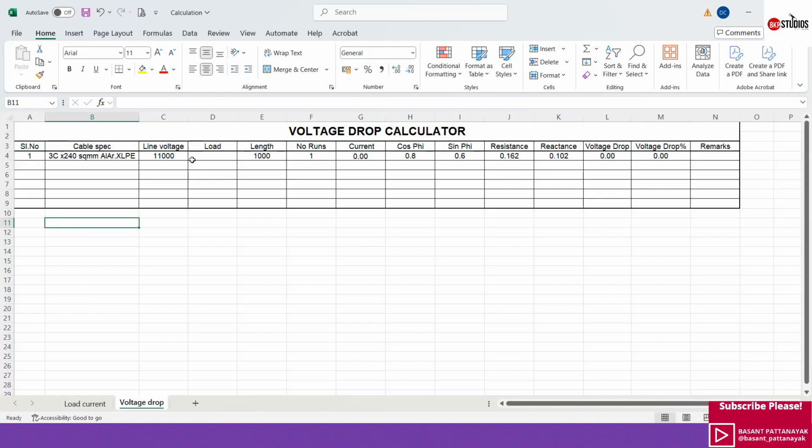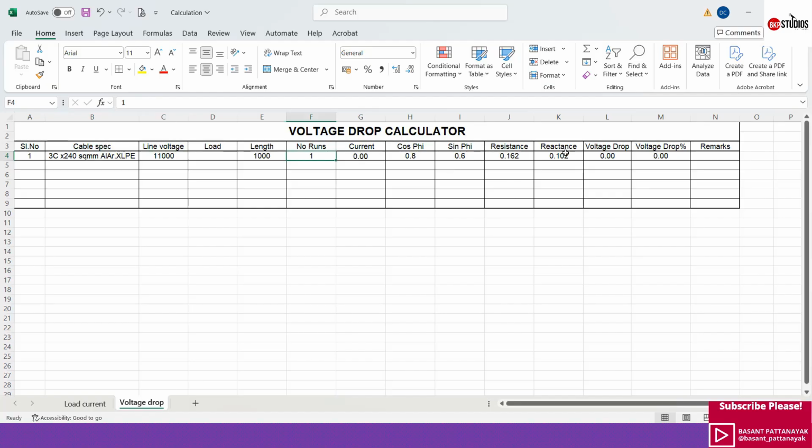So in that Excel sheet, we have to enter the line voltage. Line voltage is 11 kV. Load we have to enter. Length of the cable. What is the length of the 11 kV cable? I am assuming one length is 1000 meter or 1 kilometer. Number of run is 1.